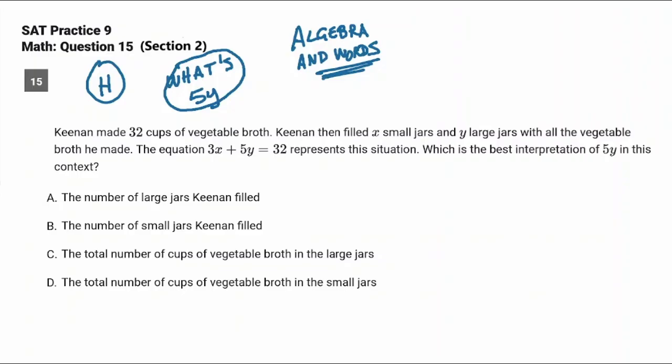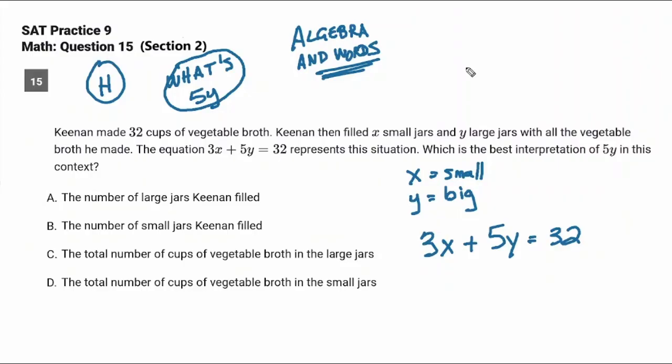So let's just start, and you should always start, by writing down what the letters are. What is x? It's small jars. And what's y? It's big jars. What else do we have? We have an equation, 3x + 5y = 32. On algebra and words problems, you're going to want to cross off, so write A, B, C, D. What are we looking for in this equation? We're looking at 5y, trying to decide what it is.